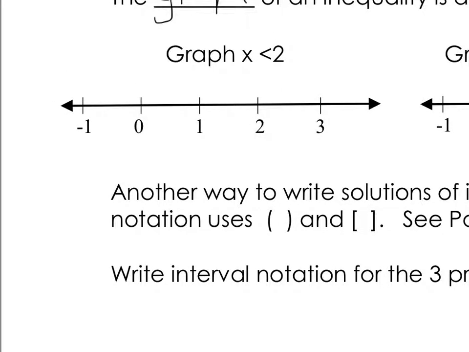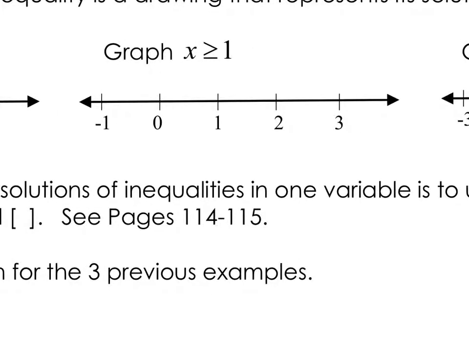For the first problem, x is less than 2, but it can't be equal to 2. So we're going to draw a hollow circle around the 2 to show that the 2 is not included. We're going to shade to the left because we want numbers that are less than 2. Let's draw a big arrow there to show that we keep on going to the left in the negative direction as far as we want. What if x is greater than or equal to 1? This time we want to include the 1. We do that with a solid circle. X has to be greater than 1, so we're going to the right.